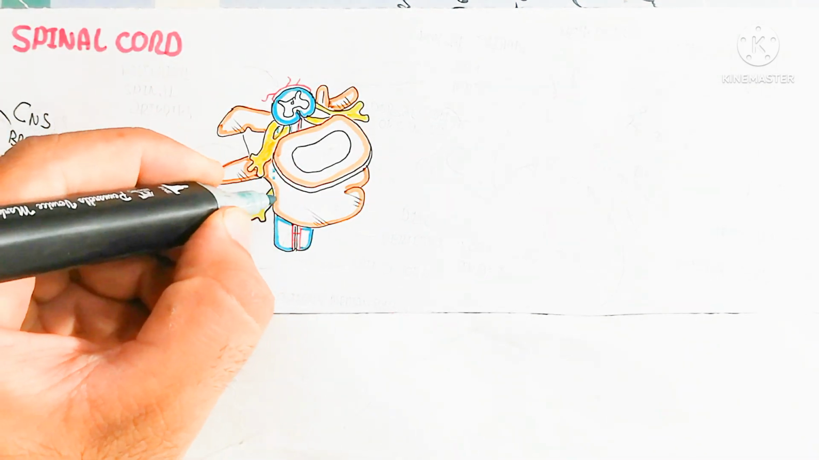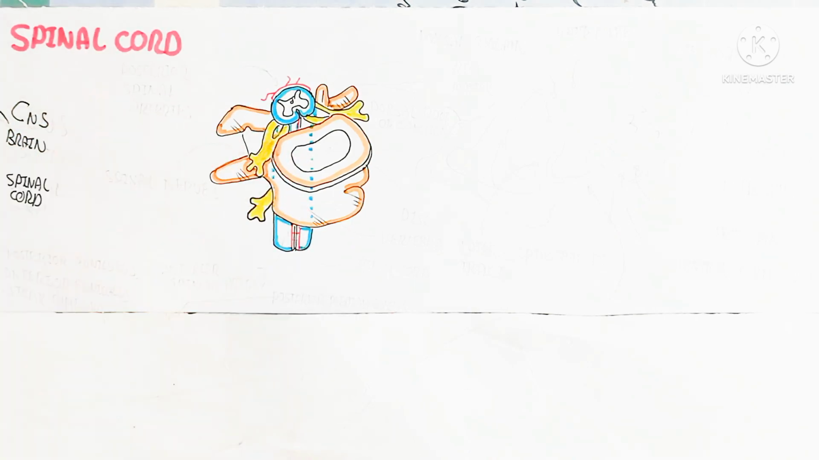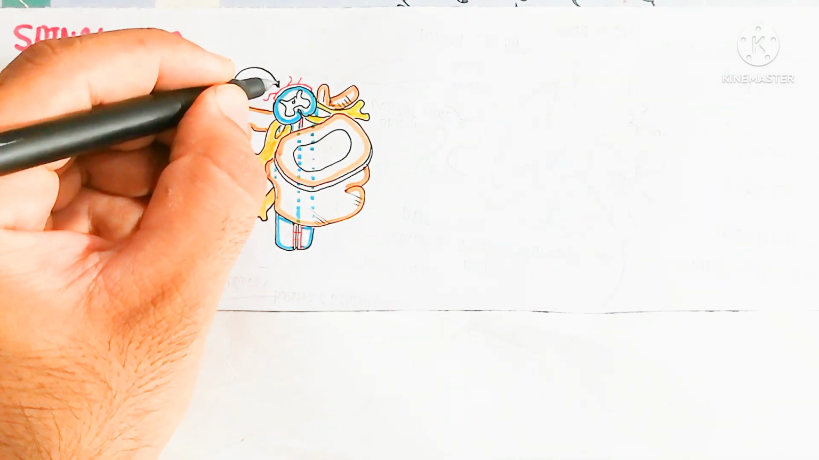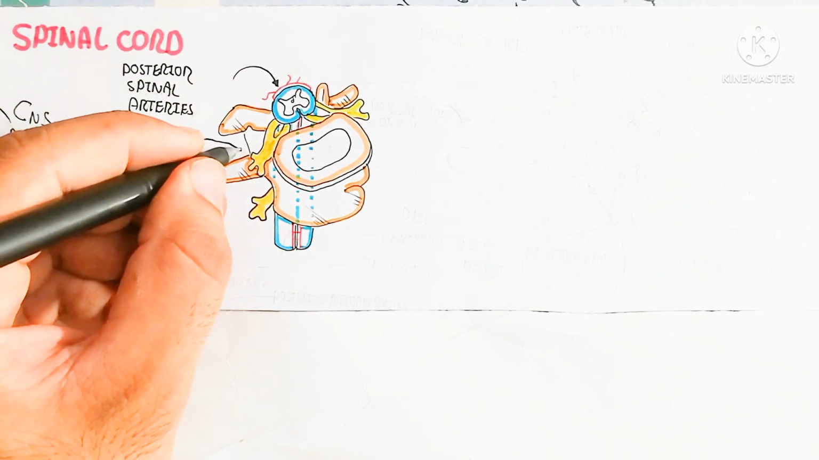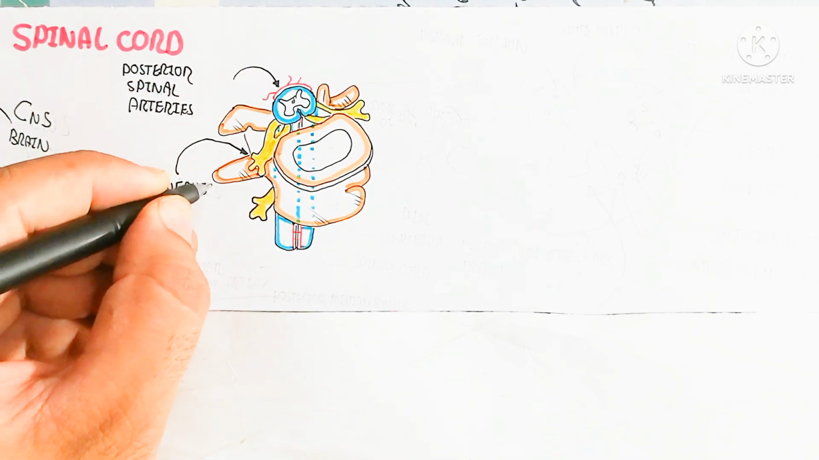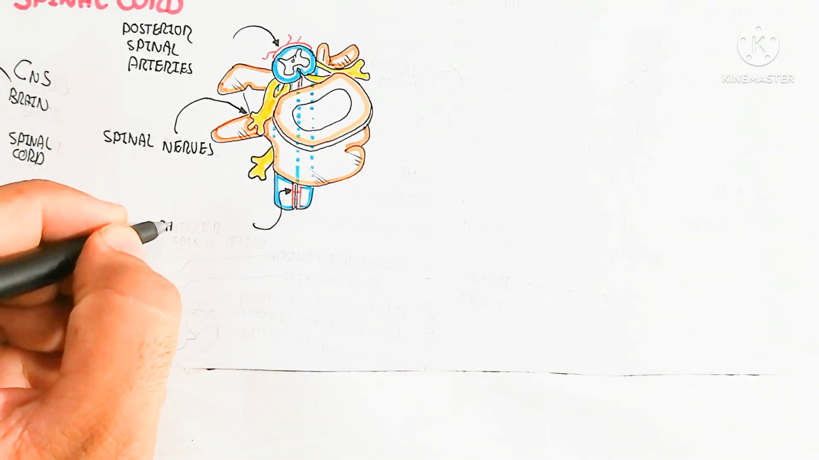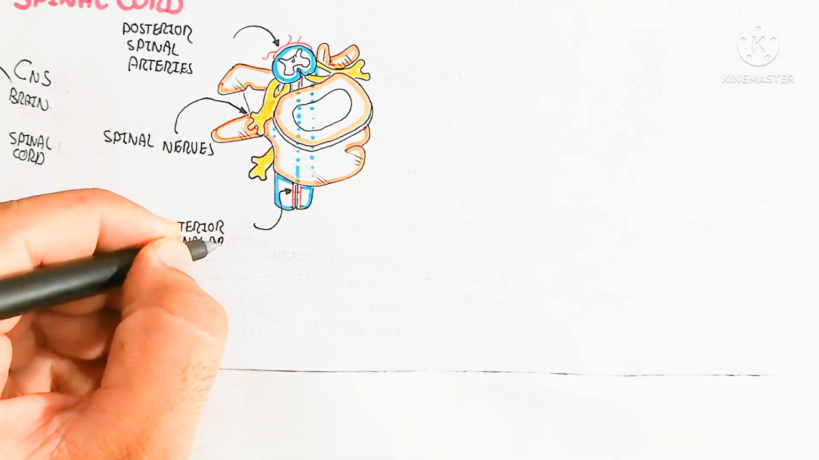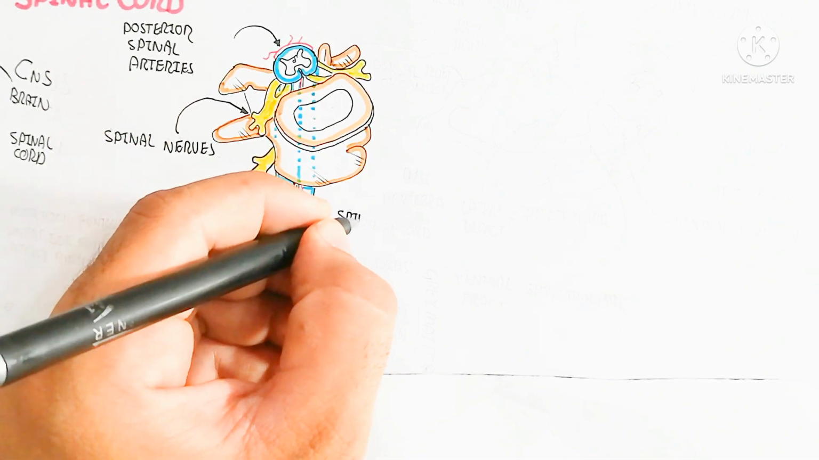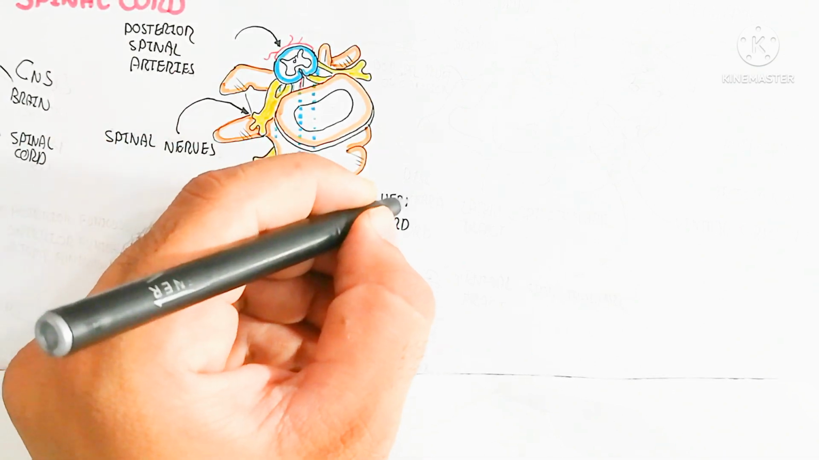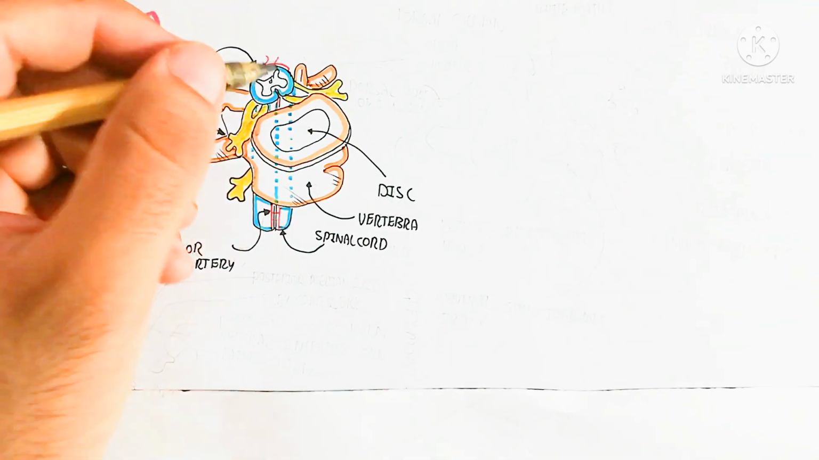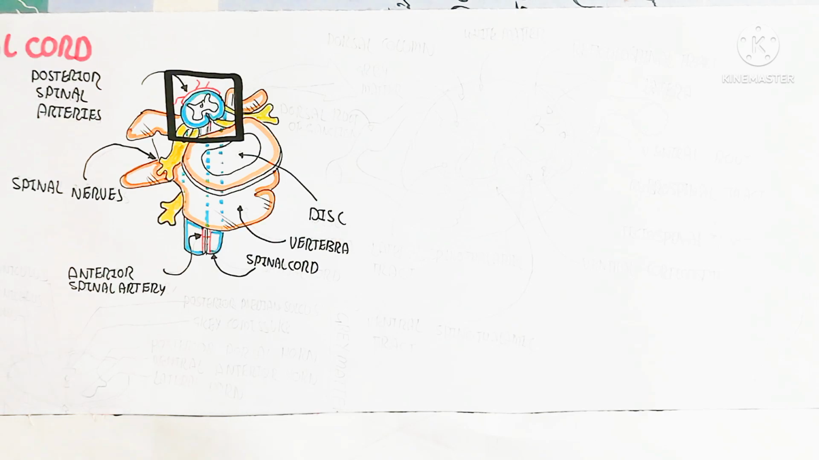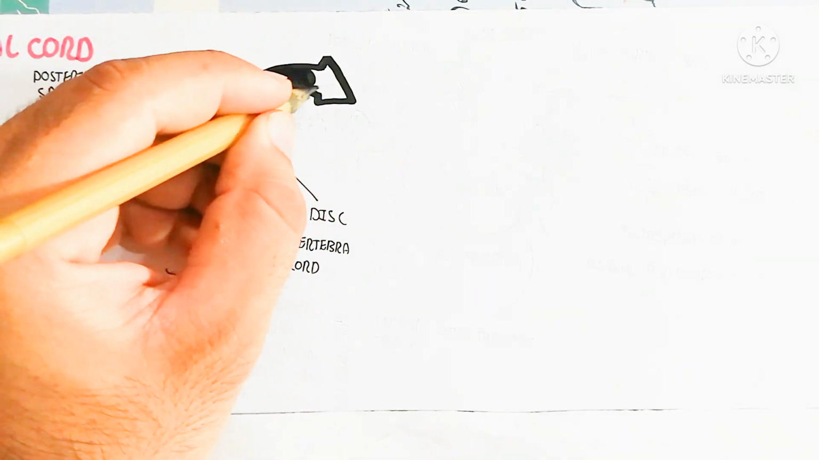And this is the spinal cord, surrounded by blood vessels that supply blood to the spinal cord: the posterior spinal arteries and the anterior spinal arteries. The spinal cord contains white matter surrounded by a butterfly-like structure, the gray matter, and the gray matter is central, as compared to the brain, because in the brain the gray matter is outside and the white matter is inside.